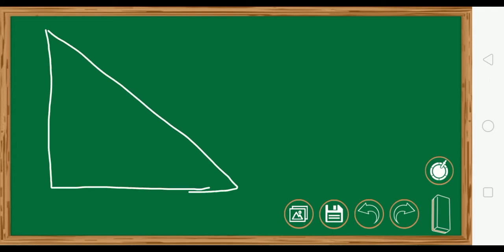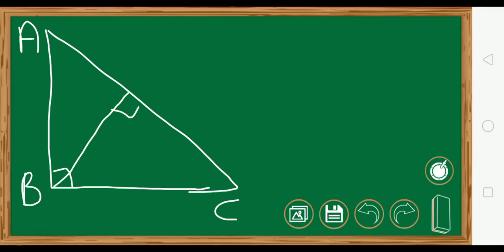Now we will see the similarity and right angle triangle. Now suppose this is a right angle triangle A, B and C, and this is 90 degrees, and from here I draw a perpendicular to the hypotenuse. So what is happening now over here?